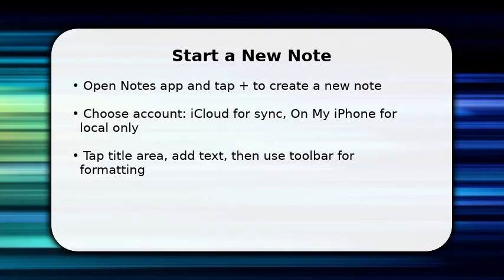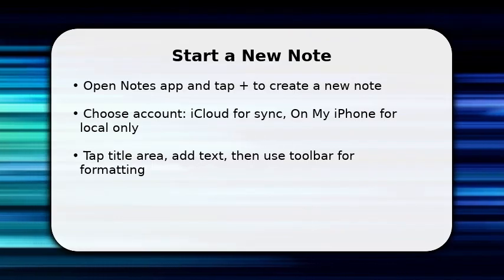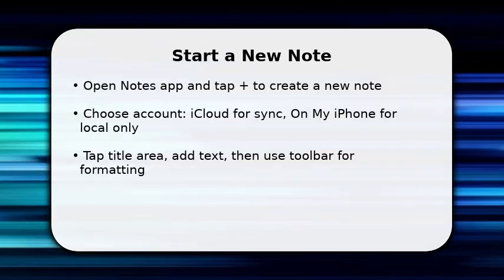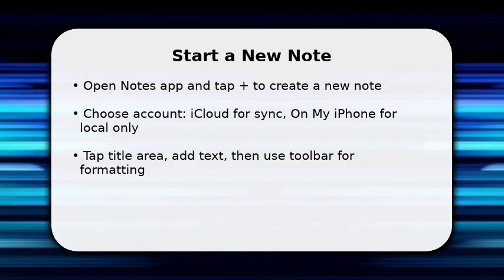You're starting immediately. Open Notes and tap the plus icon to make a new note. Use iCloud so your notes sync across devices. Choose On My iPhone only if you want local storage. Once created, tap the title area and type a short heading so your notes stay searchable. Use the formatting toolbar to add bold or headings. This helps scanning later. Make sure to tap Done when finished. That gets your first editable note ready to expand.